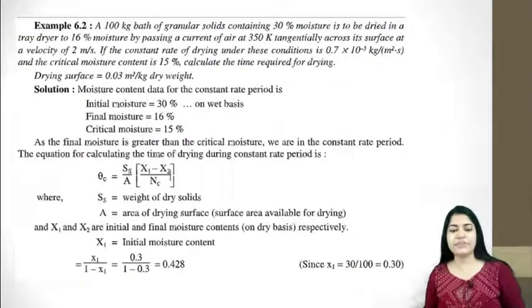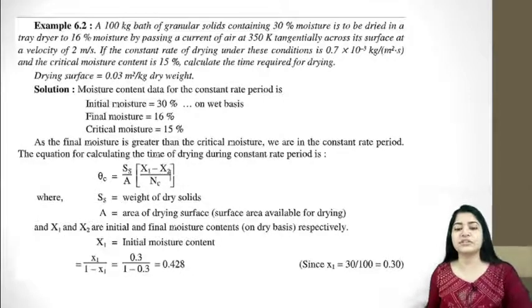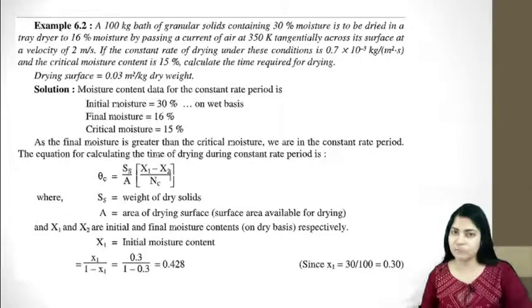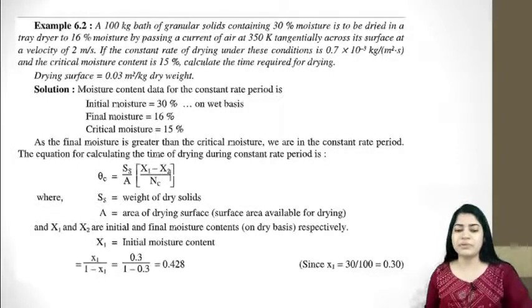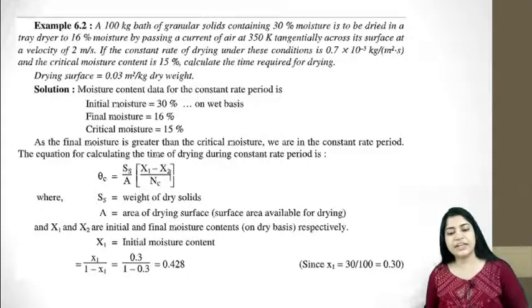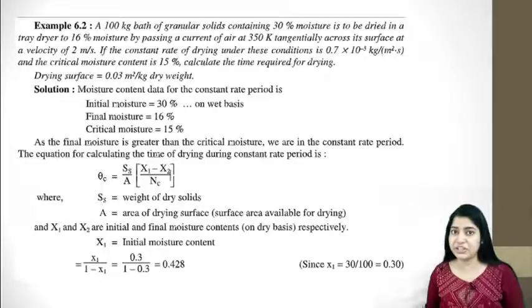Let's solve an example. A 100 kg batch of granular solid containing 30% moisture is to be dried in a tray dryer to 16% moisture by passing a current of air at 350 Kelvin. Its velocity is given. If the constant rate of drying under this condition is 0.7 into 10 raised to minus 3 kg per meter square second, and the critical moisture content is given, calculate the time required for drying. The drying surface is given here as 0.03 meter square per kg dry weight.